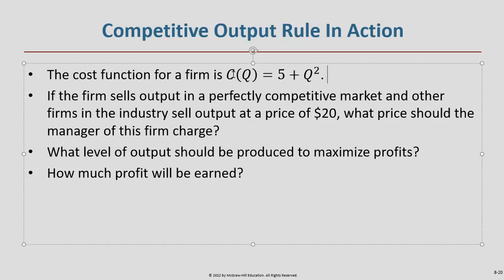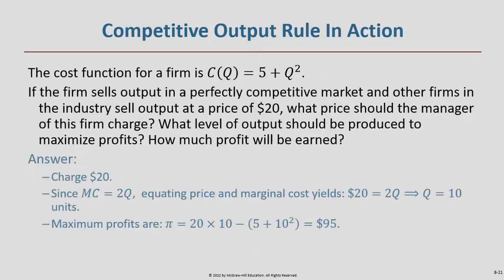Okay, so maybe for this business firm, their cost function takes this particular form, where the fixed cost is equal to 5, and then the variable cost is equal to Q squared. Now if the firm sells output in a perfectly competitive market, and other firms in the industry sell output at a price of $20, what price should the manager of this firm charge? Based on that price, what level of output should be produced to maximize profits, and how much profit will be earned?